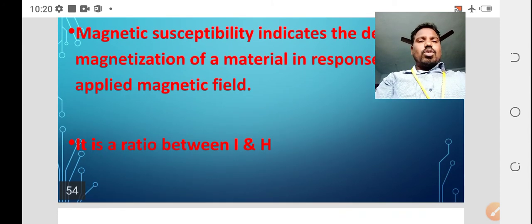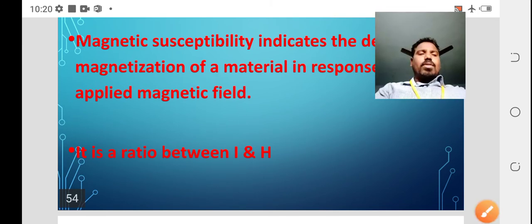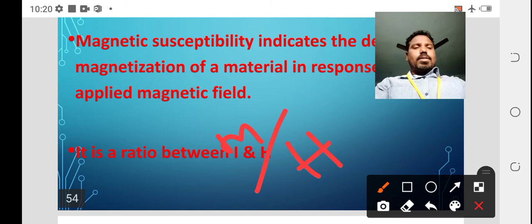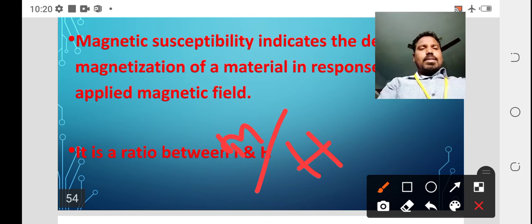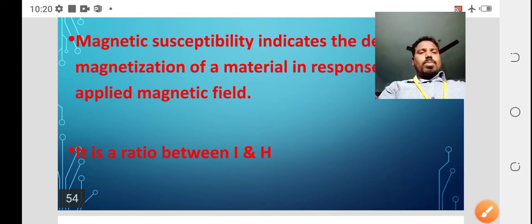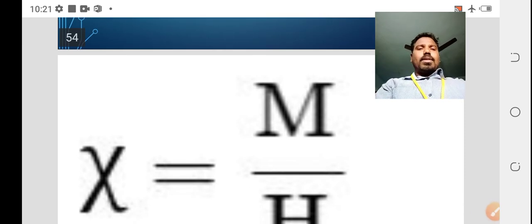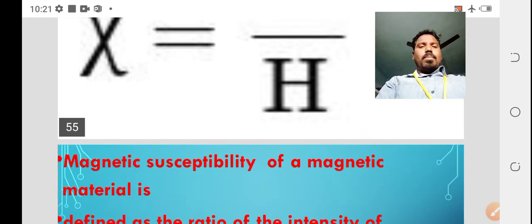It is a ratio between M and H. We need to consider M by H. The magnetic susceptibility is a ratio between M and H. So susceptibility chi equals M by H.